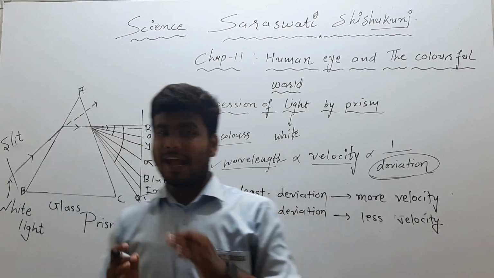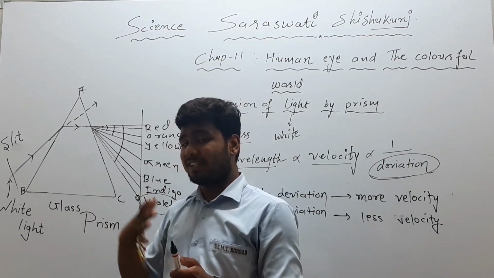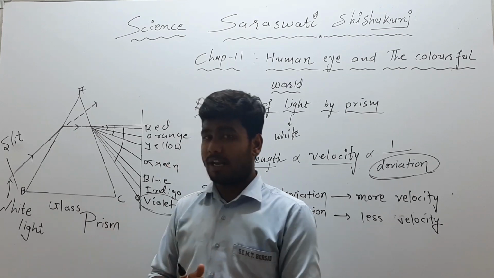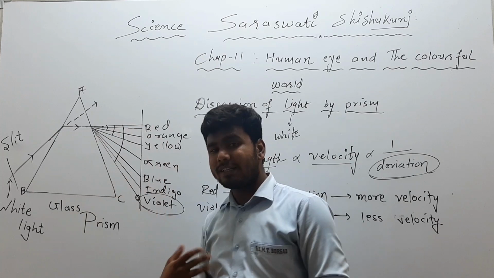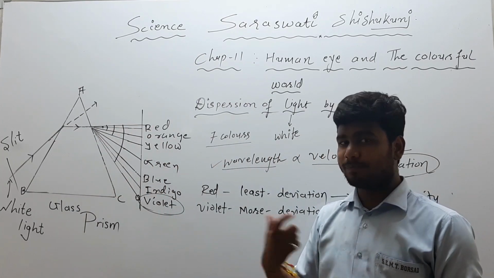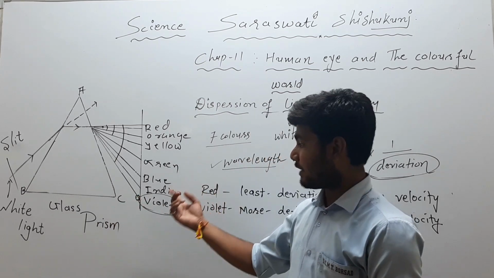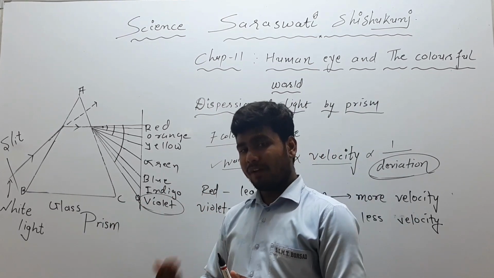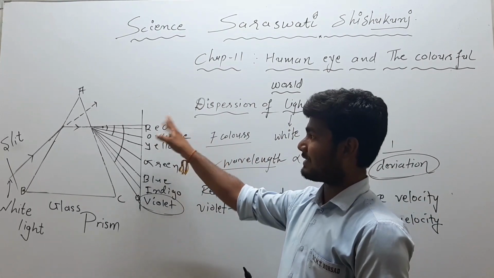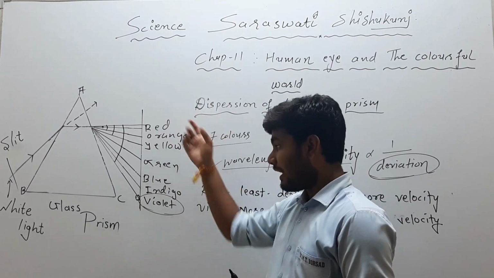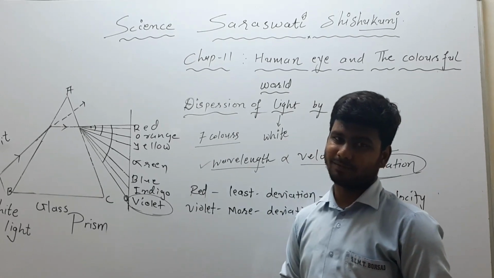So when light enters a prism, it gets split into its 7 constituent colors. This phenomenon is called dispersion of light. It gets separated in such a way that the light with more wavelength, meaning more velocity, deviates less, and the light with very little velocity deviates more. As you can see, red color is less deviated because its velocity is more, and violet color is more deviated because its velocity is less.